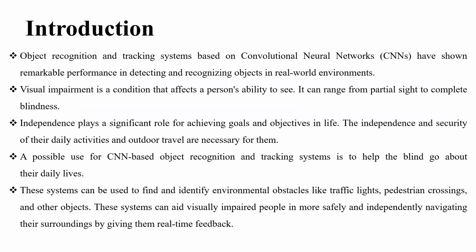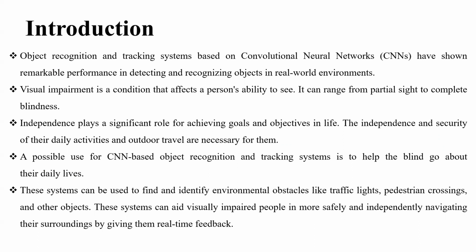Object recognition and tracking systems based on convolutional neural networks have shown remarkable performance in detecting and recognizing objects in real-world environments. Visual impairment is a condition that affects a person's ability to see. It can range from partial sight to complete blindness. Independence plays a significant role in achieving goals and objectives in life. The independence and security of their daily activities and outdoor travel are necessary for them.